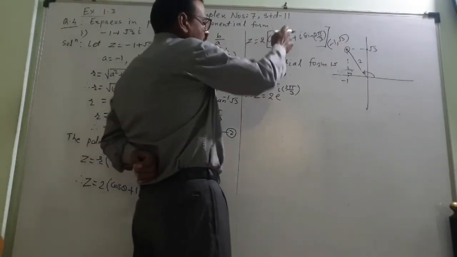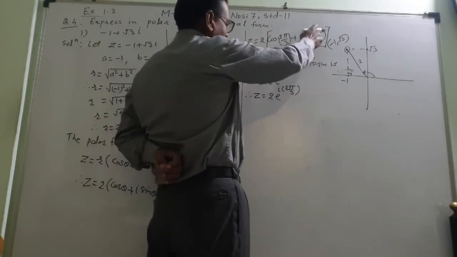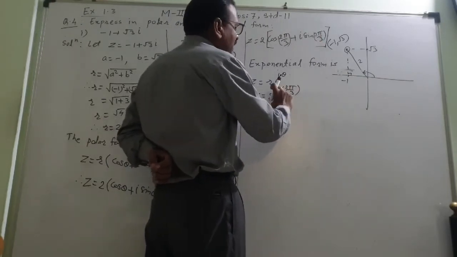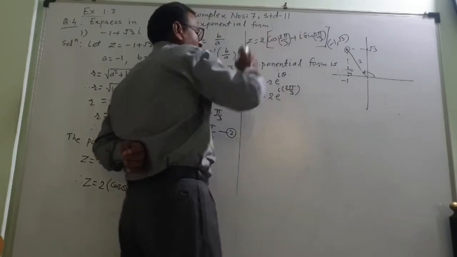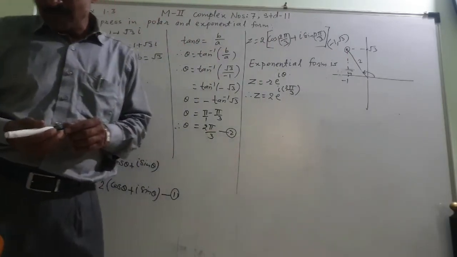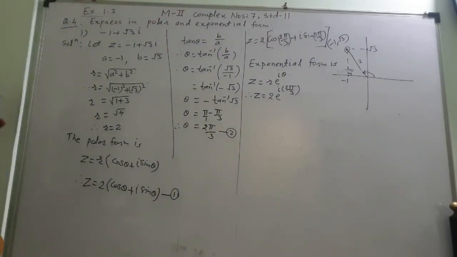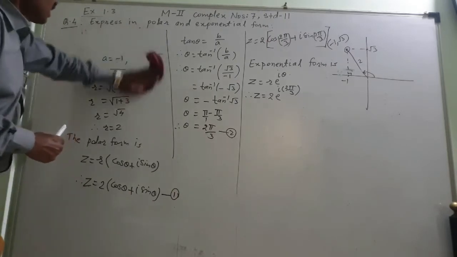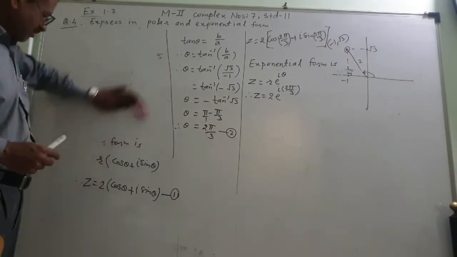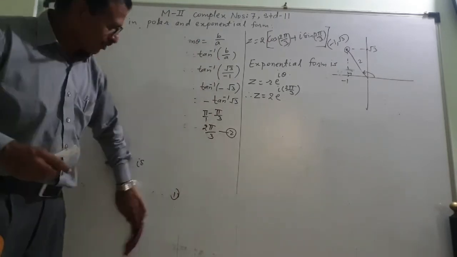2 cos of this theta plus i sin of this theta. Don't write this e in the polar form. Hope that you have understood this. I will take one more question of this and then only I will stop. Otherwise this single question will be confusing for you.